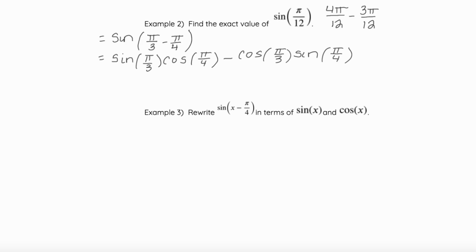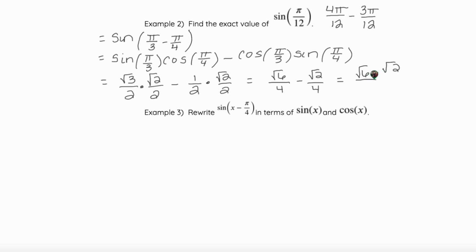And then let's evaluate what we can. Sine of pi over 3 is square root 3 over 2, and cosine of pi over 4 is square root 2 over 2. Cosine of pi over 3 is half, and sine of pi over 4 is square root 2 over 2. We end up with square root 6 over 4 minus square root 2 over 4. And just like our last one, we'll write it all over 4.